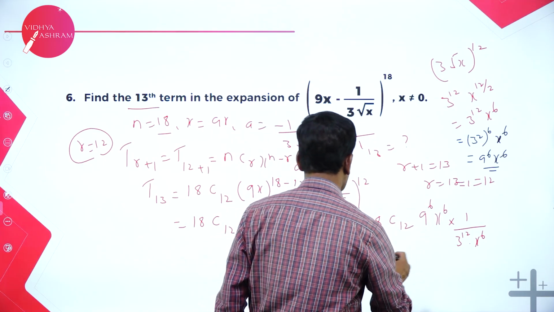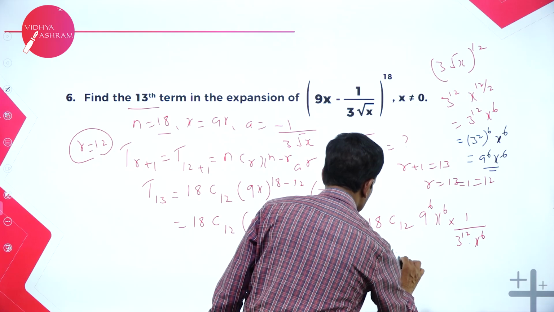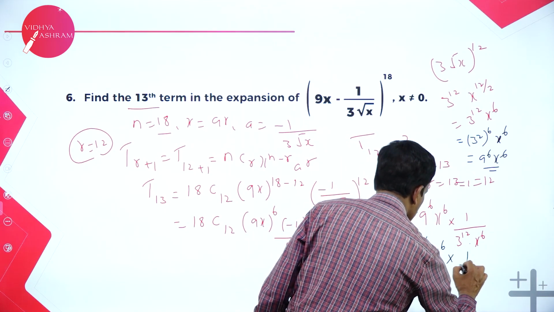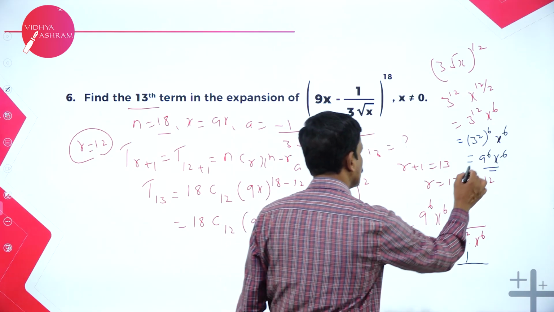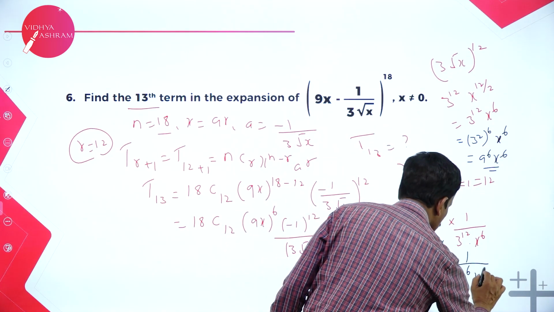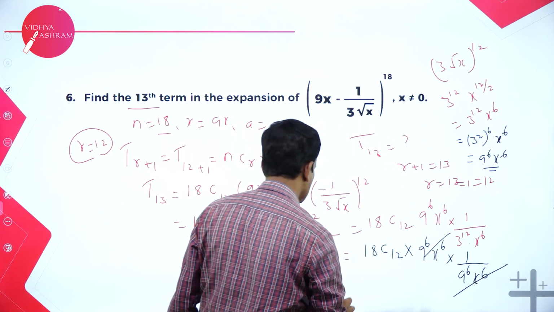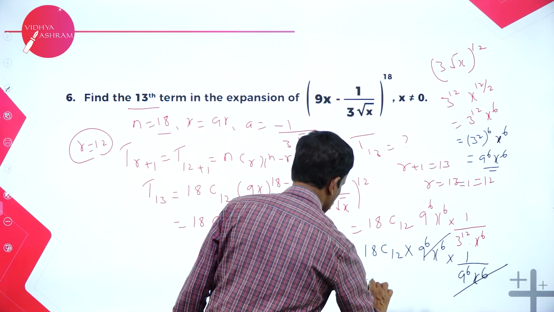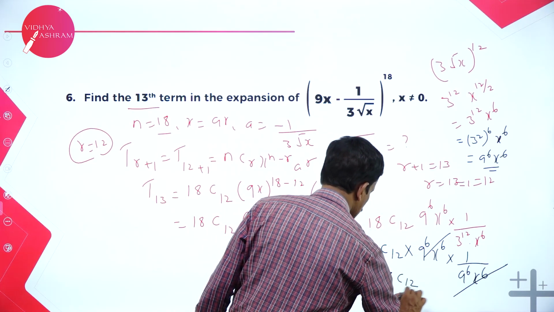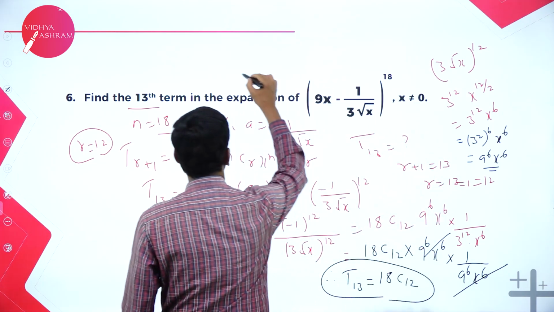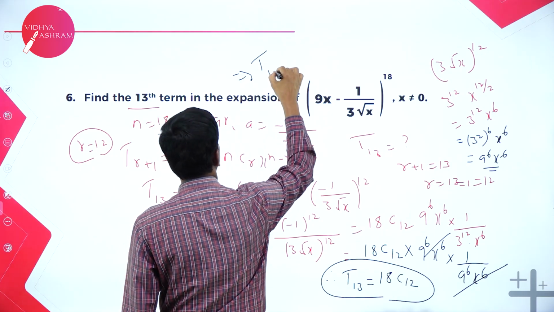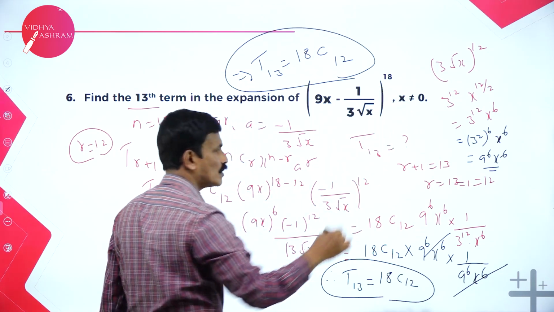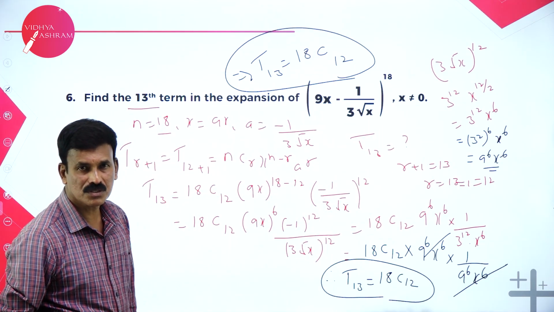So therefore, this can be written as 18C12 into 9 to the power of 6 x to the power of 6 into 1 divided by 9 to the power of 6 into x power 6. So these two get cancelled. Therefore, the required answer, that is the 13th term, T13 is equal to only 18C12. So the 13th term is 18C12, the required answer. That's it. This is how we are going to solve this problem.